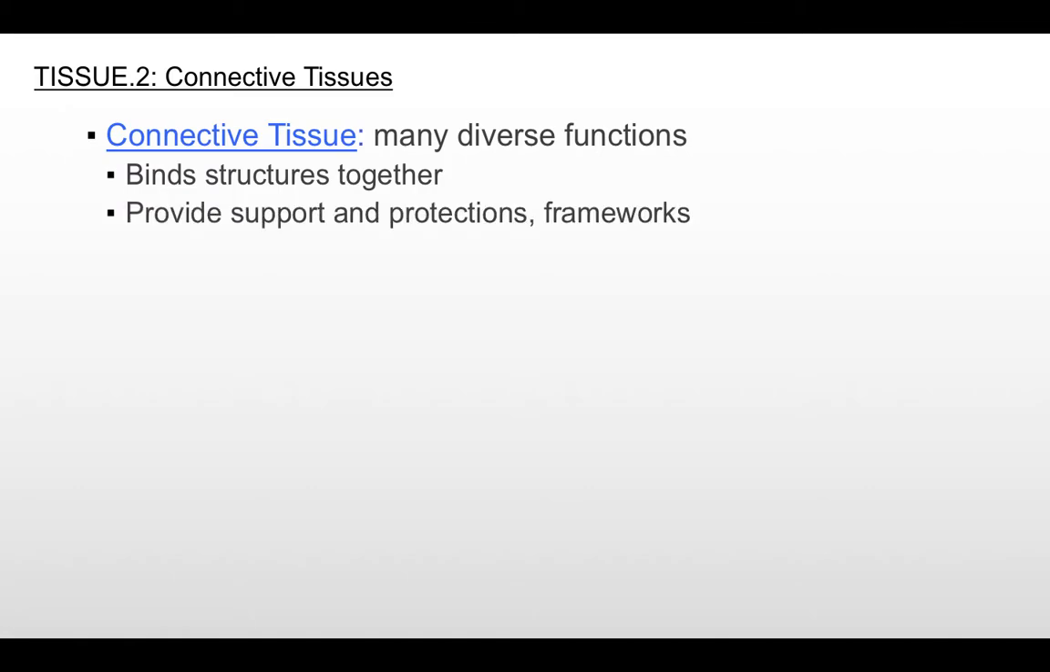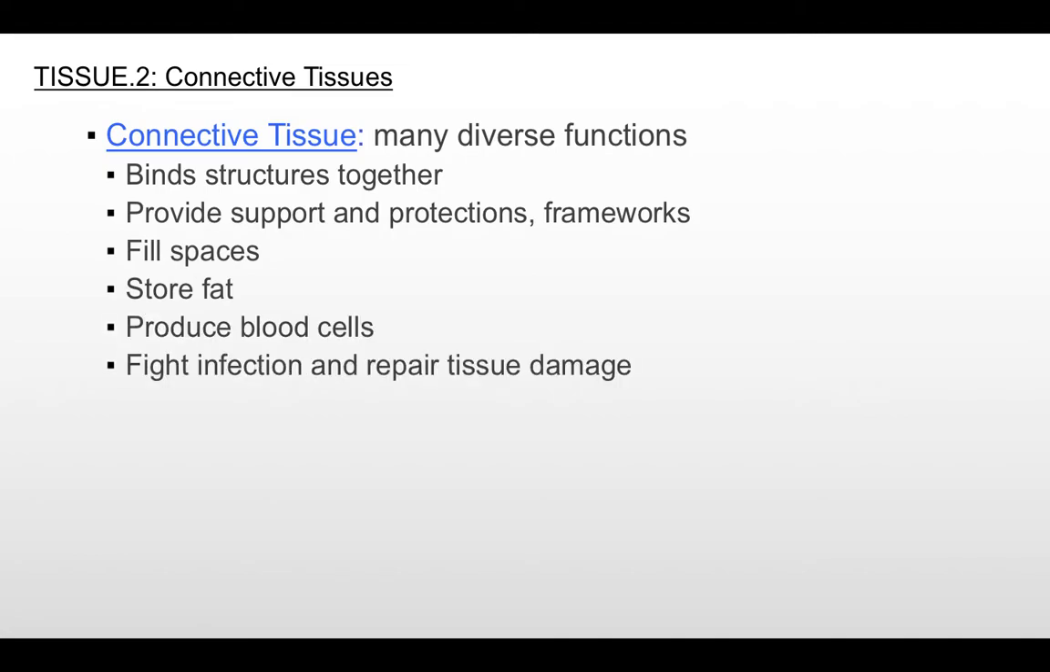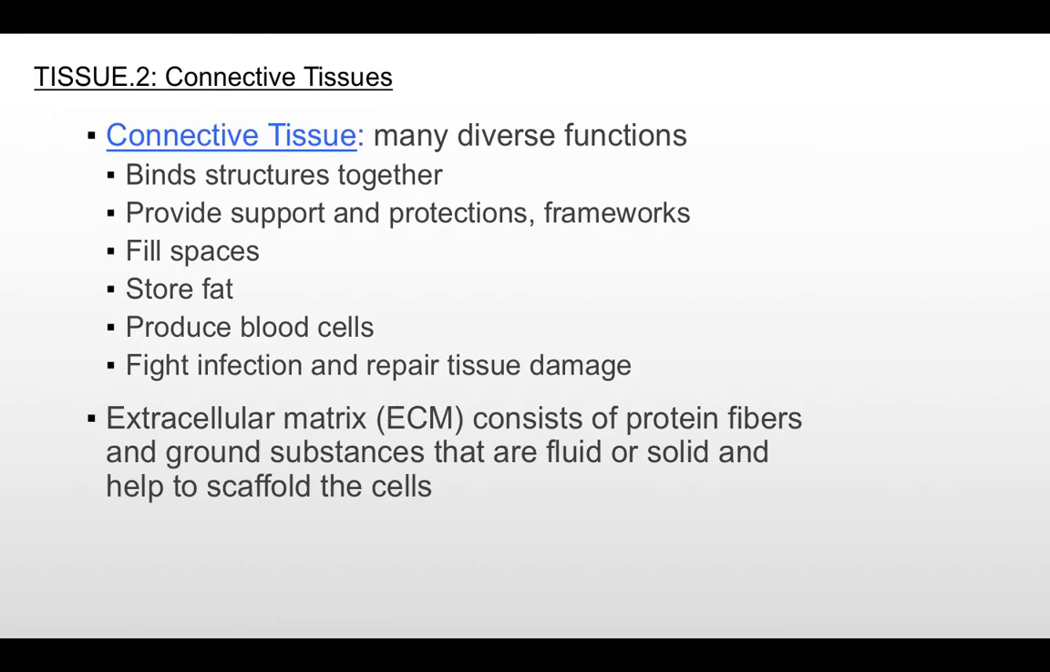Connective tissue has so many diverse functions that it is really hard to classify. It binds things together, it supports and protects, it fills up spaces, stores fat, produces blood, fights infection, repairs tissue, all of those things based on what specialized form of connective tissue they are. Connective tissue also contains what's called an extracellular matrix, which means it's protein fibers and other substances that aren't living cells, but they're fluid or solid, and they help to hold the cells in place and to allow nourishment and communication to happen. Most of the tissue in your body, again, is connective.